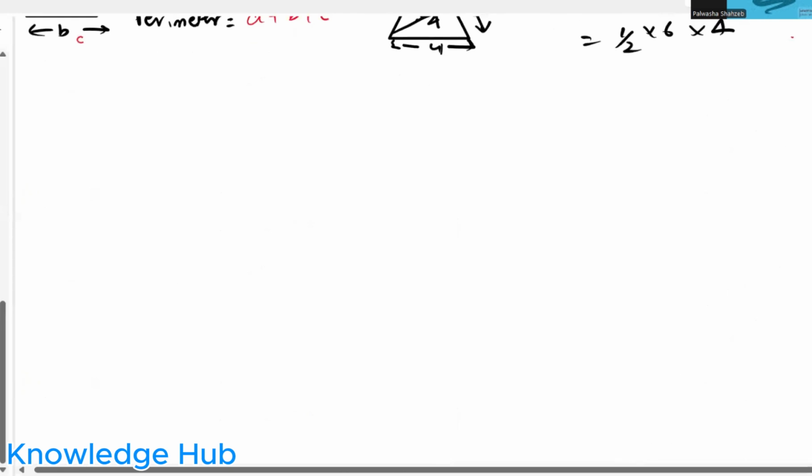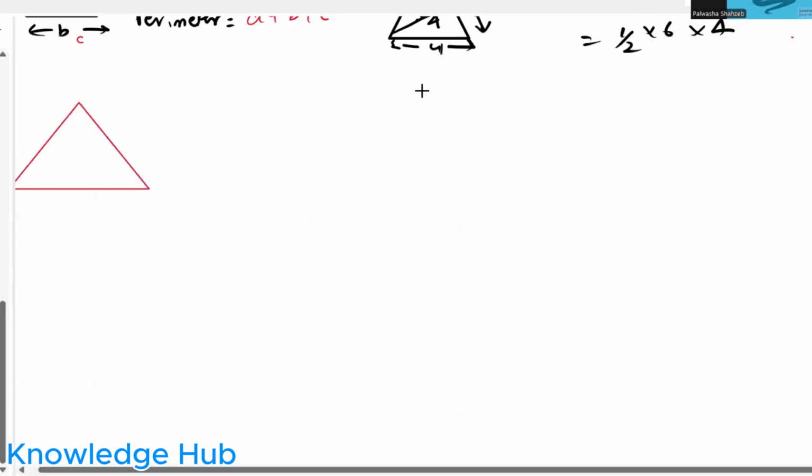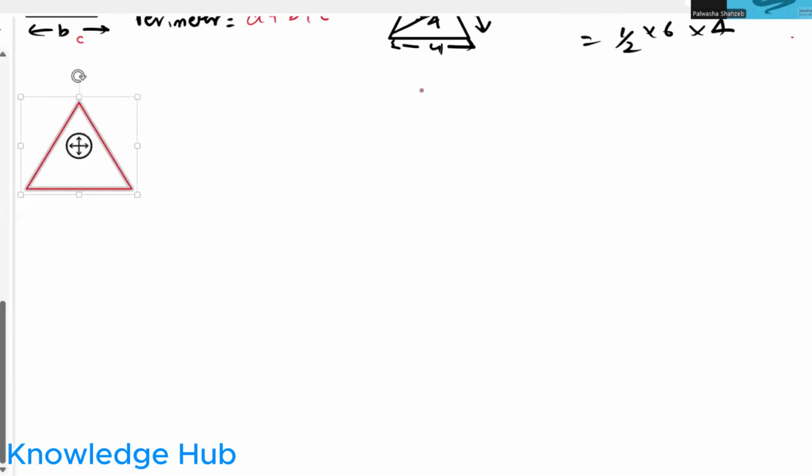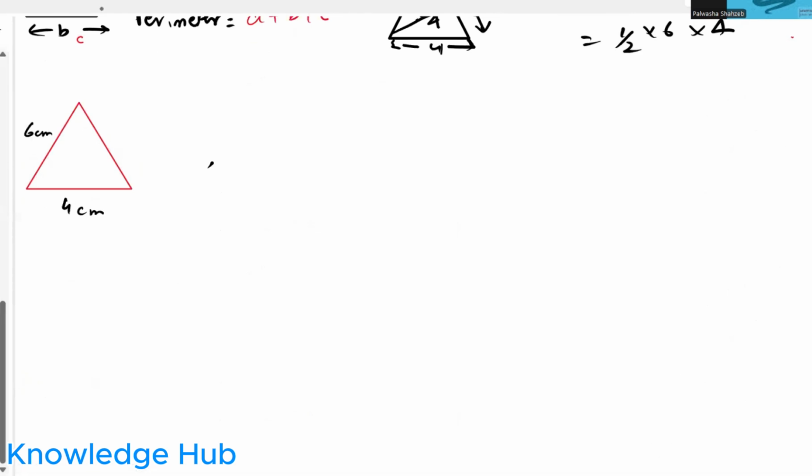Now, let's suppose there's another formula for the area of a triangle. Let me make a triangle again. This is a triangle, right? For example, let's suppose this side is 4 centimeters, this is 6 centimeters, and this angle is 30. So the area of a triangle equals half into AB into sine of C, right?